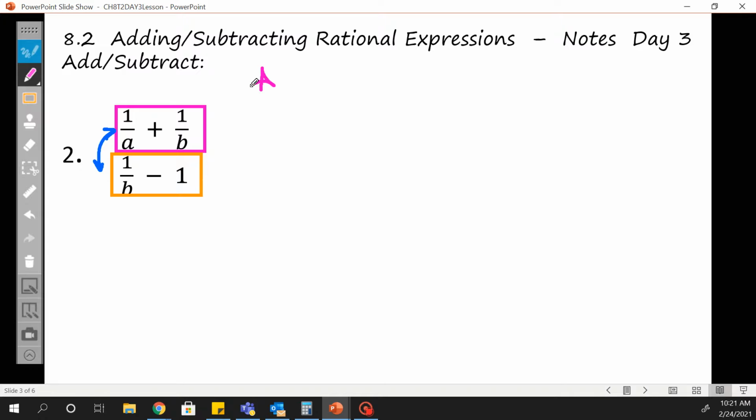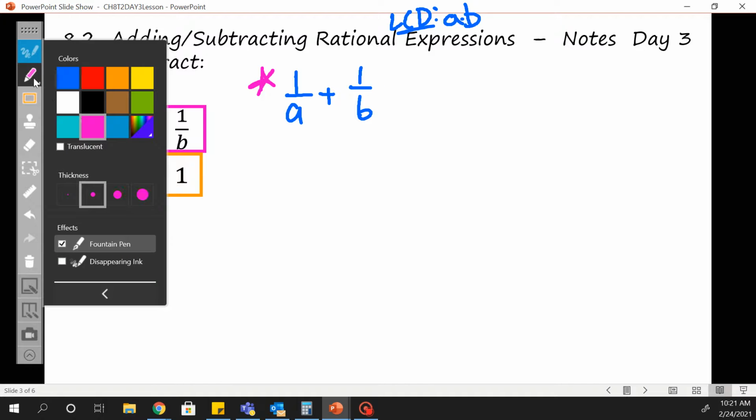Okay, so let's start with the numerator here. 1 over a plus 1 over b. The LCD here would be AB. This already has a factor of A, this has a factor of B. They don't have anything in common, so we would just have A times B.